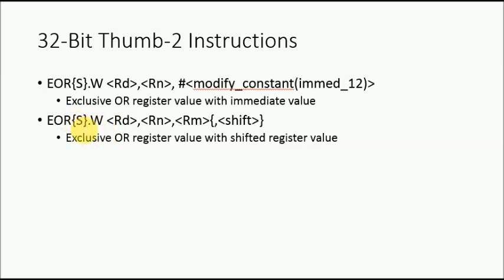Rd, Rn, Rm, shift. In this case, first Rm is shifted, and then it is exclusive ORed with the content of Rn. The Rm is shifted, and then it is exclusive ORed with the content of register Rn, and the result will be stored into the destination register Rd.